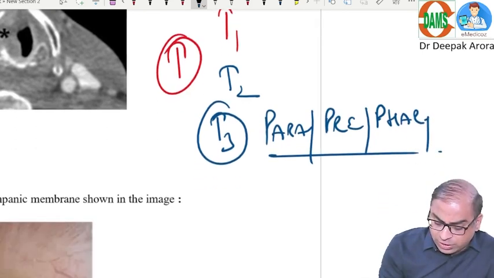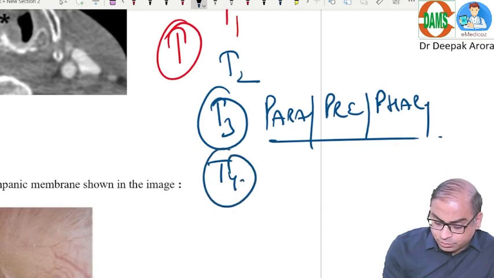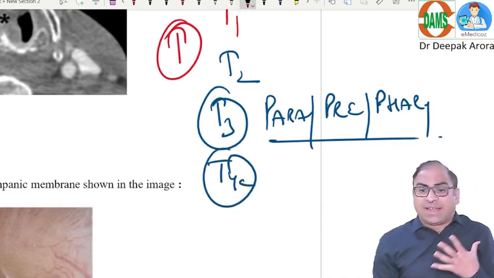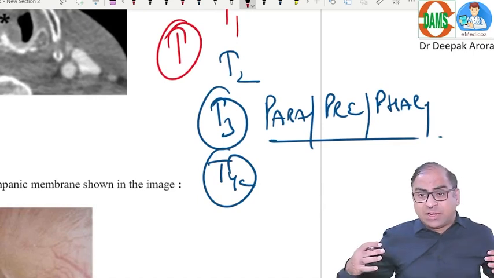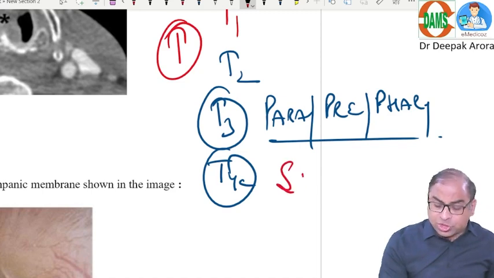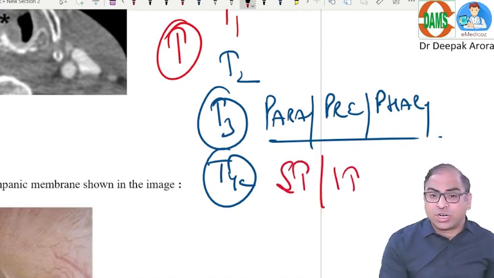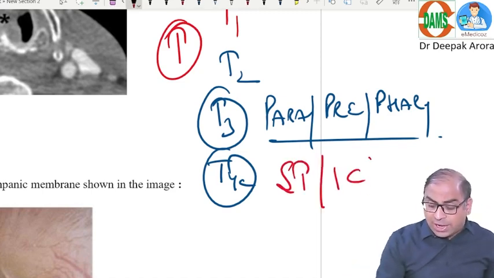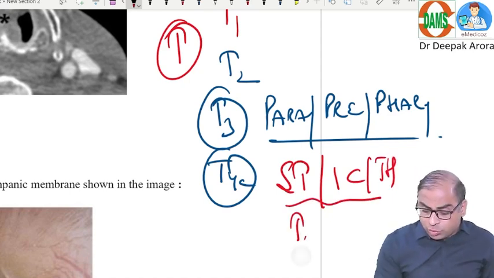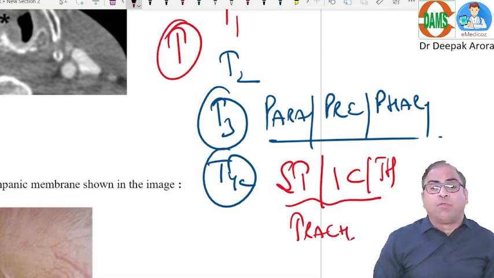And what is T4A and T4B? T4A is the involvement of muscles attached to the thyroid cartilage. If the thyroid cartilage is invaded, all the neck muscles, which neck muscles? Sternothyroid, inferior constrictor, or your thyroid muscles, these muscles are involved. Even if your trachea is involved, we go in favor of T4A.